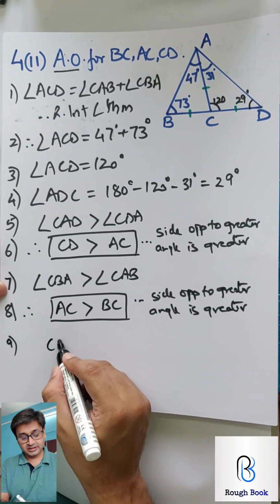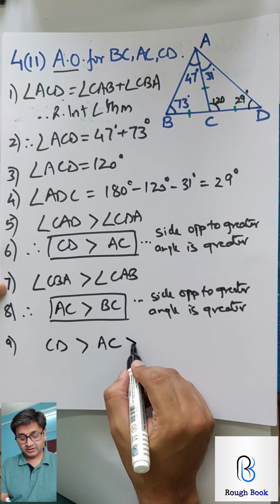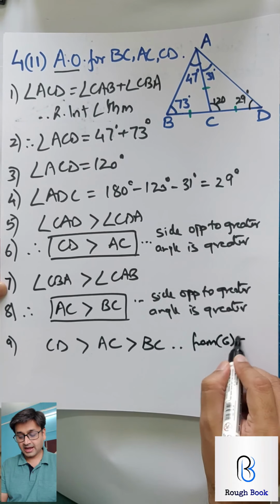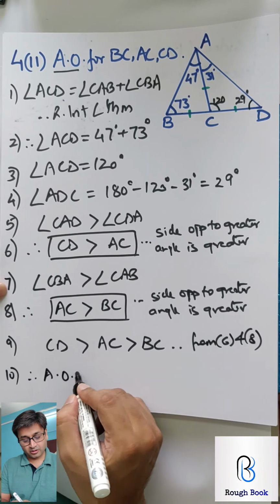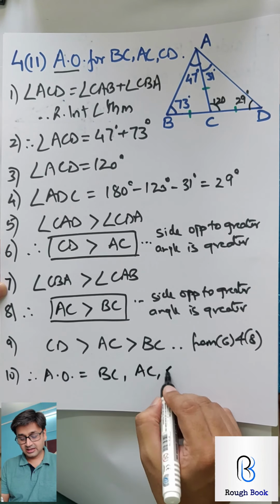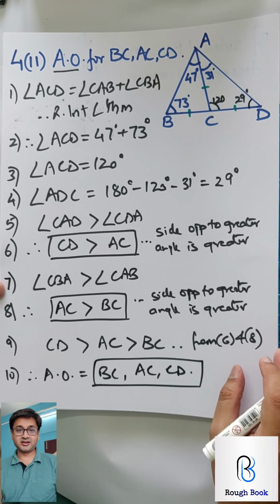So first is CD, the biggest, then is AC, and then connecting it further with BC from statements 6 and 8. So finally, statement 10: therefore, in ascending order, smallest is BC, then AC, and finally CD. So we managed to get the entire ascending order.